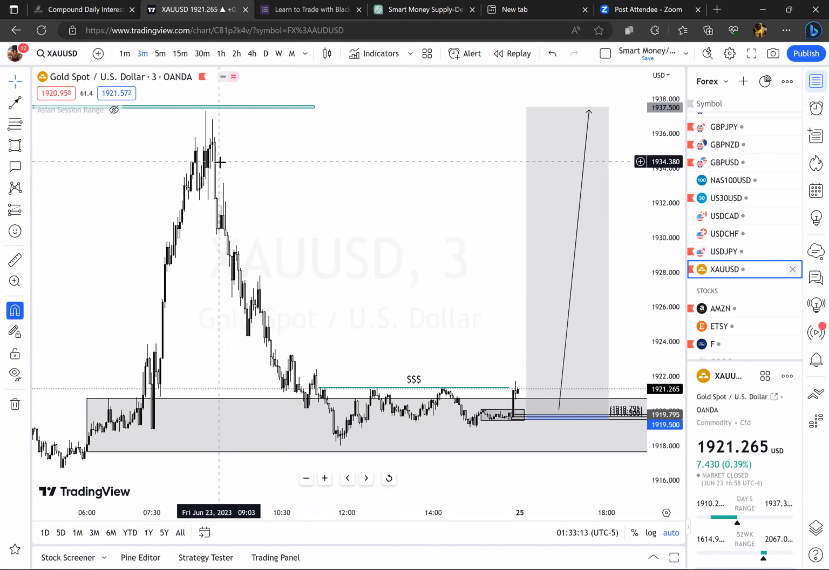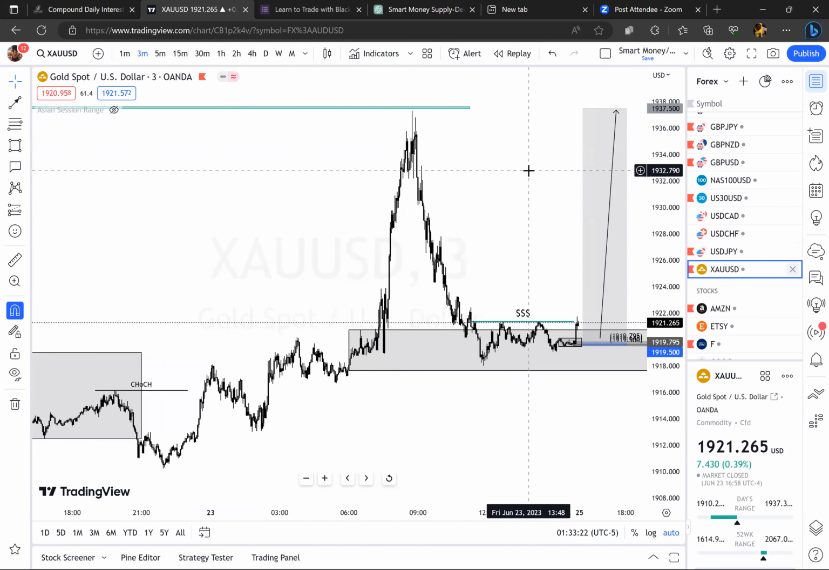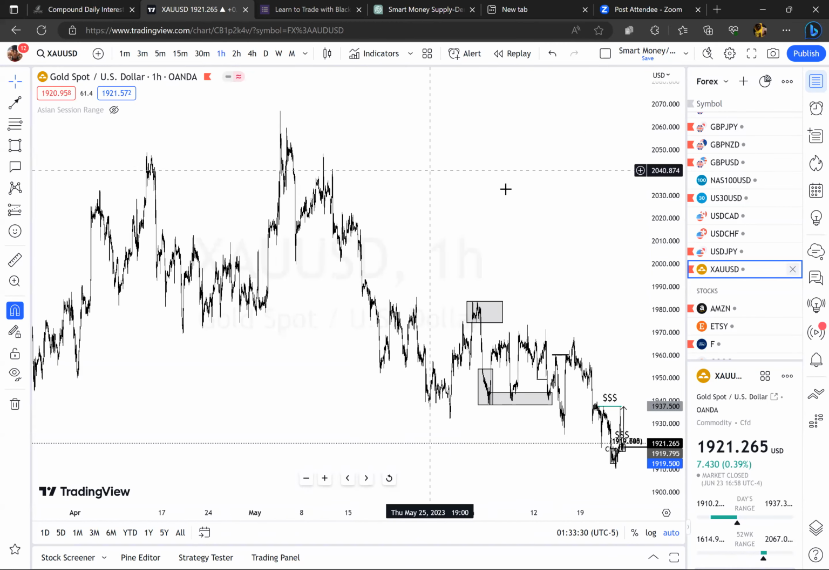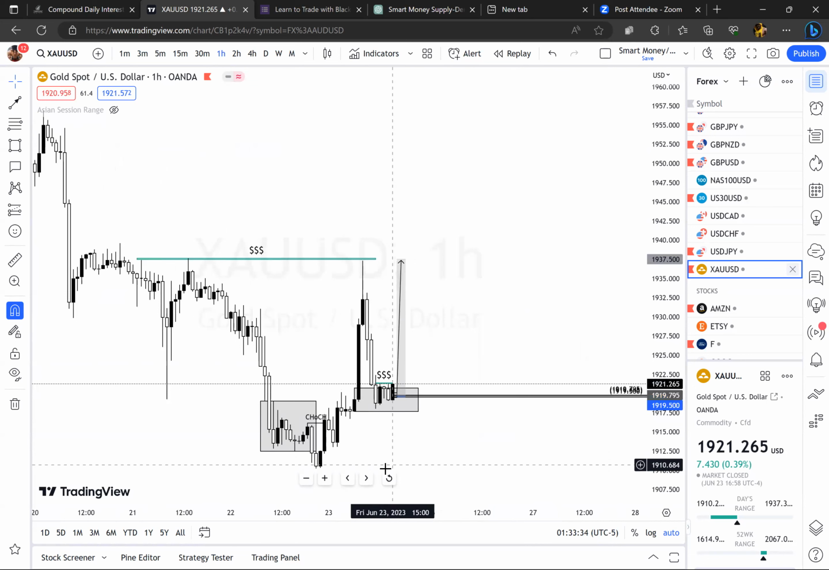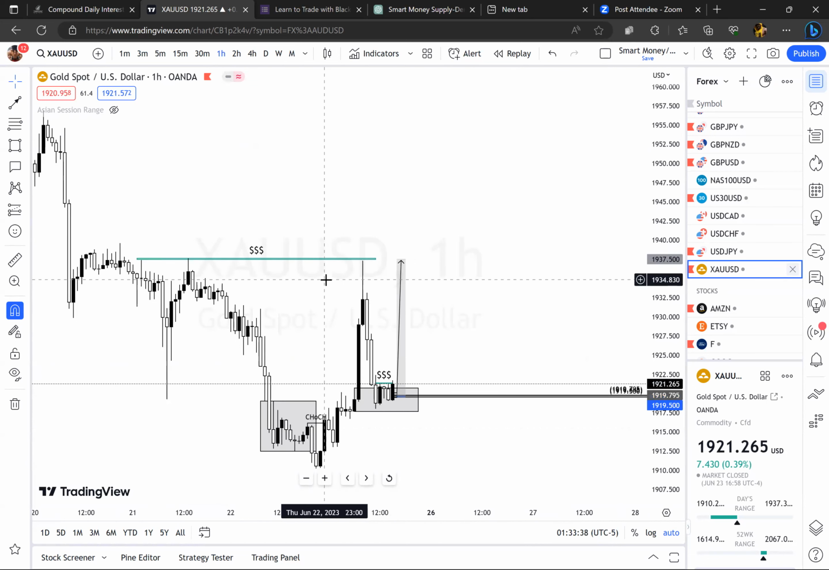I could target this right here, 1934.38. But then I noticed we got all this liquidity sitting up here. Who says it's not going to go up there? And then look, we already got a change of character down here. We took out liquidity down here. All right. Gold could possibly be reversing. It took all this liquidity. This is a 1-hour chart.